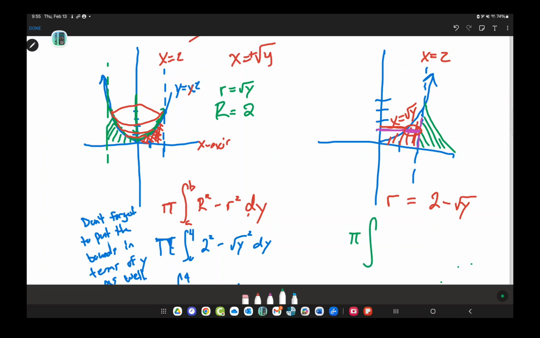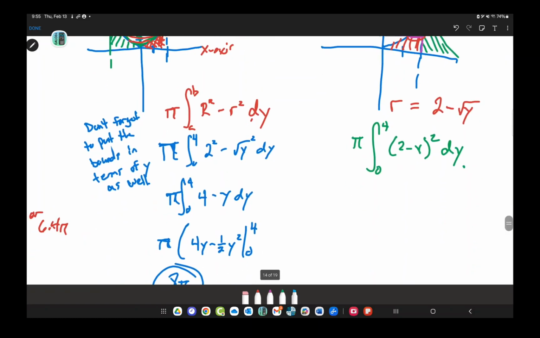Now again, it still needs to be in terms of y, so what are my bounds? 0 to 4 of 2 minus square root of y, squared, dy. Now this one is a bit different, because when you multiply that out, what do you get? How about we just put this in a calculator? Where's my square root? I swear I put the square root of y there.